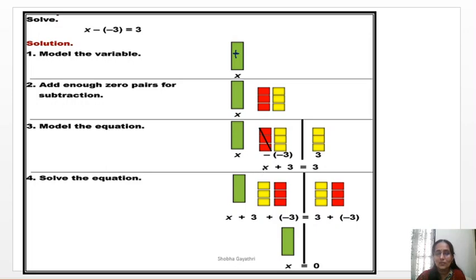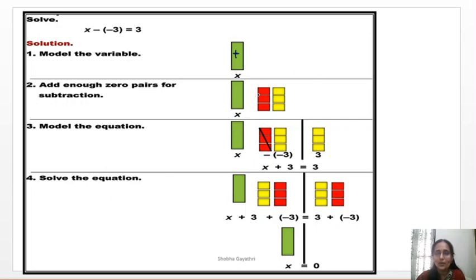Then you have to write the equation for the remaining figures, the remaining strip and remaining squares. You will get x plus 3 here. The right side of the equation is 3. Now model the right side of the equation, which is plus 3. Now solve the equation.